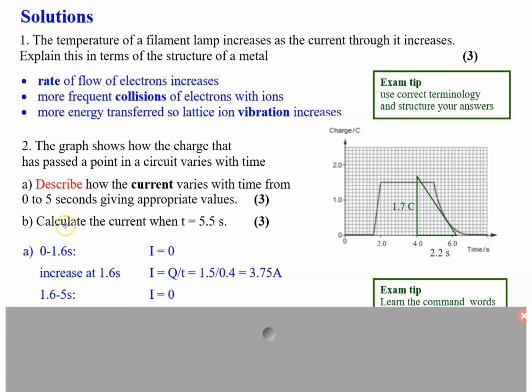Right, calculate, that's another command word, but we should be familiar with that one. What is the current when t is equal to 5.5? Once again, we're going to have to work out the gradient, but we can see here the gradient is not constant. We have a changing gradient. It's always negative. It starts off with a large value and then decreases to approaching 0.